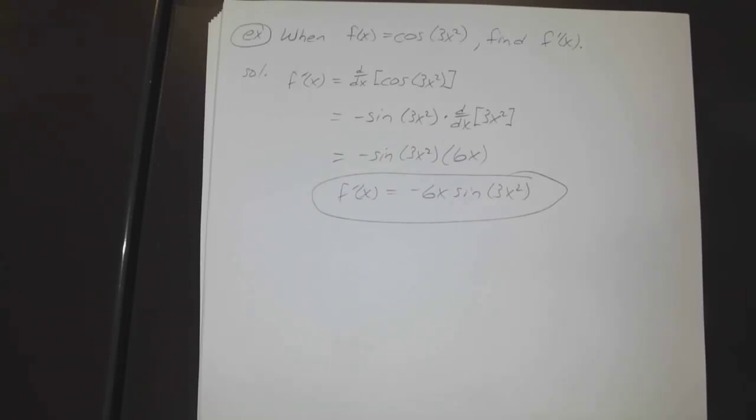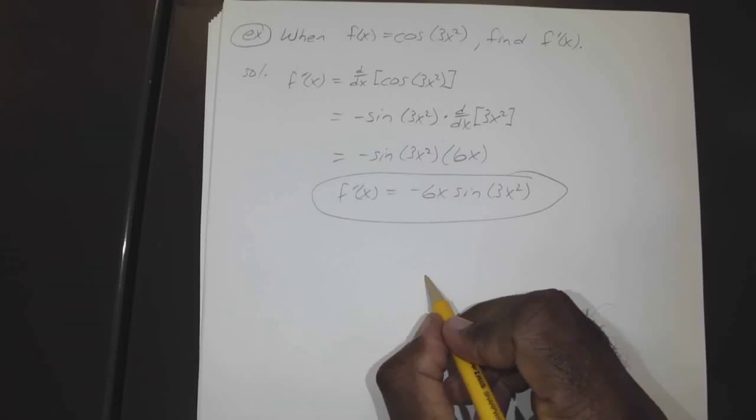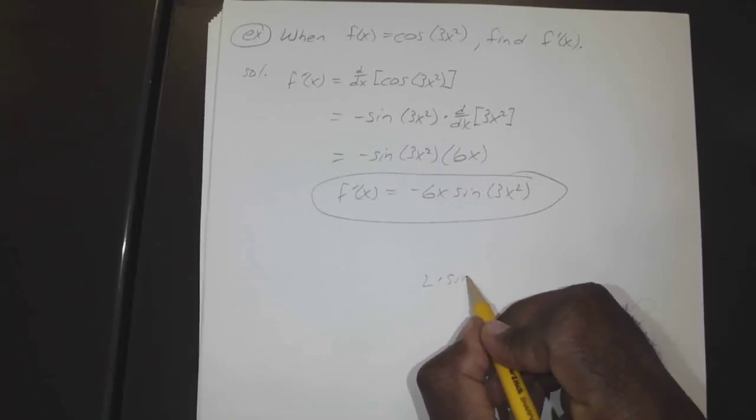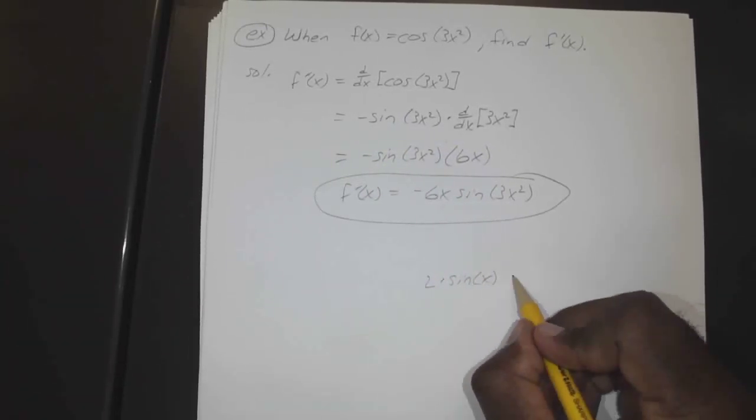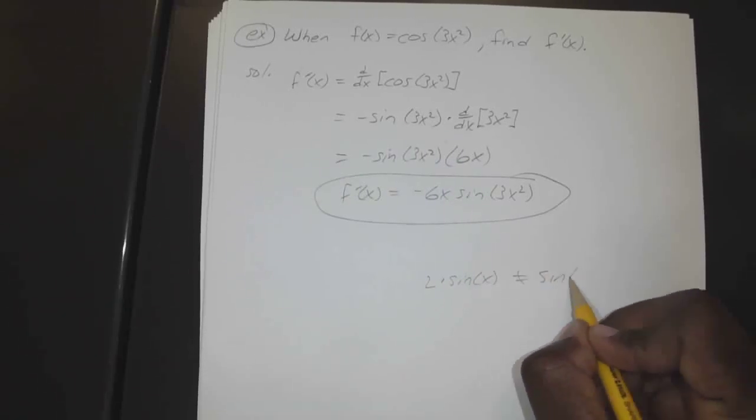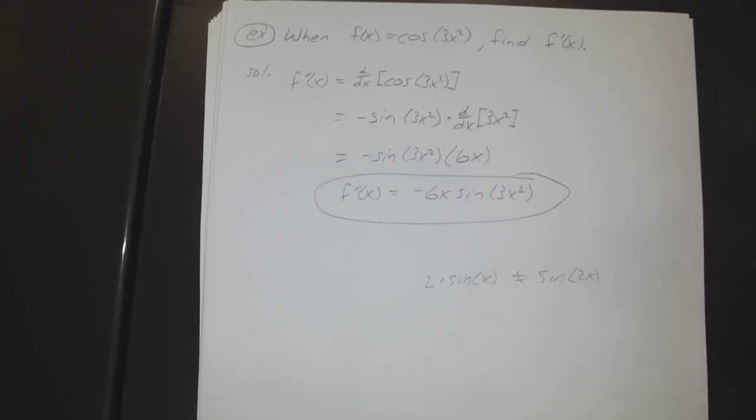So the sine of 3x squared is its own parentheses, so you can't multiply the 6x into the 3x squared? No, you can't. That's like its own parentheses, right? Yep, exactly. That's like having 2 times sine of x. You can't make that sine of 2x. So you wouldn't be able to do that.